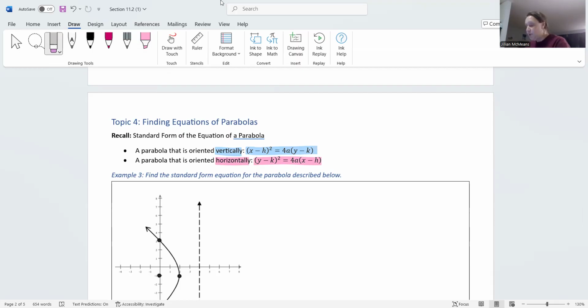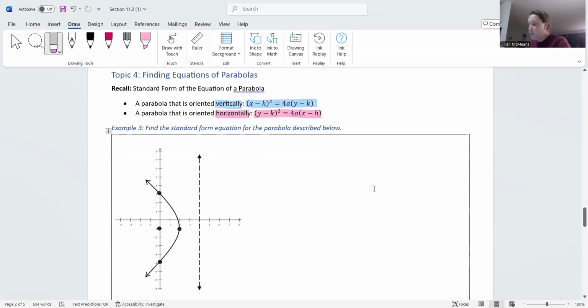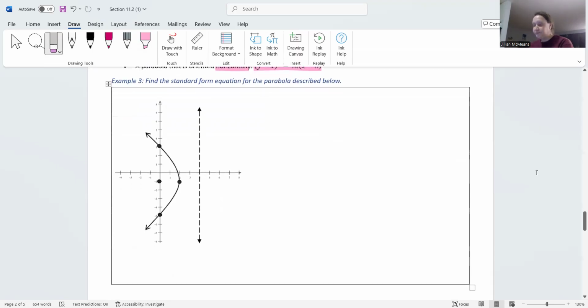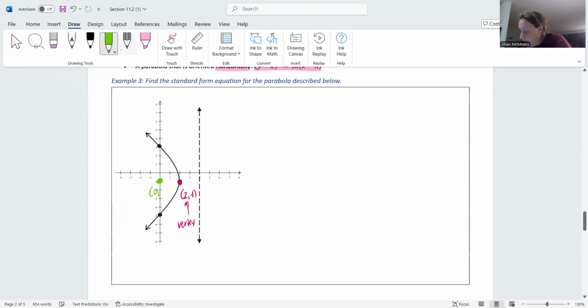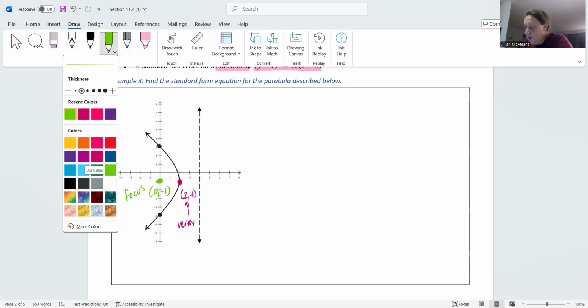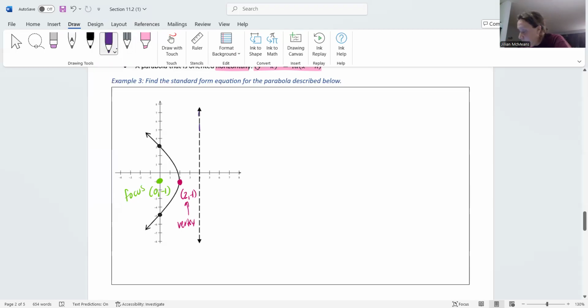Okay? So for example 3, it says find the standard form equation for the parabola described below. Let's notice some stuff here. They've given us 3 really important bits of information. They have given us the vertex. So this is the point (2, -1), and that's the vertex. They have given us this super important point right here, which is (0, -1), and that is the focus. And then they have similarly given us this super important thing right here.